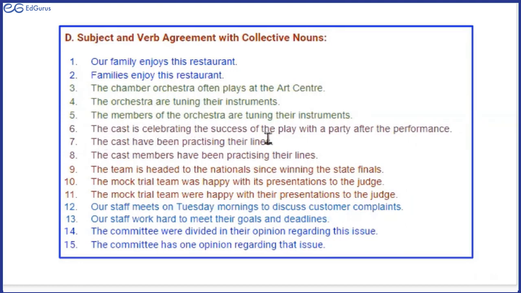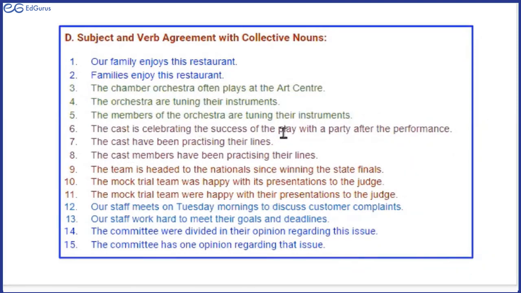The cast is celebrating the success of the play with a party after the performance. The cast is celebrating. The cast is the whole crew of the film, the whole crew that involves all the characters, all the actors and actresses. So the cast is a collective noun here.